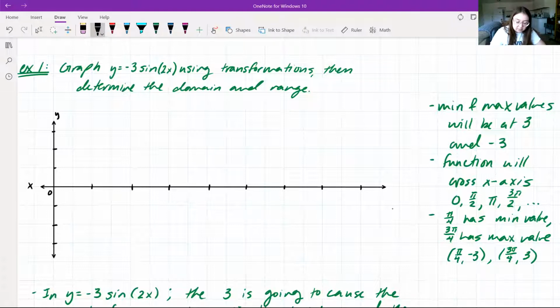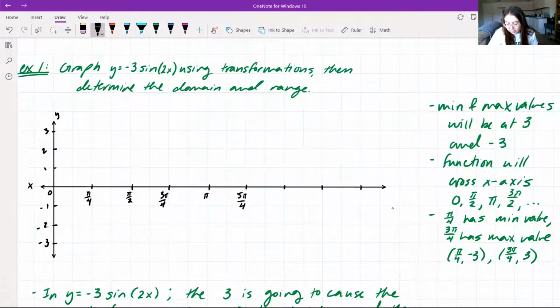So we can label our graph a little bit here. 1, 2, 3, -1, -2, -3. And we'll mark up our graph. So we'll say this is going to be pi over 4. This is pi halves. 3 pi over 4, pi, 5 pi over 4, 3 pi over 2, 2 pi, and then this next value should be 7 pi over 2. So we're just going to graph these values. And we'll see very quickly that we're going to end up with a repeating pattern.